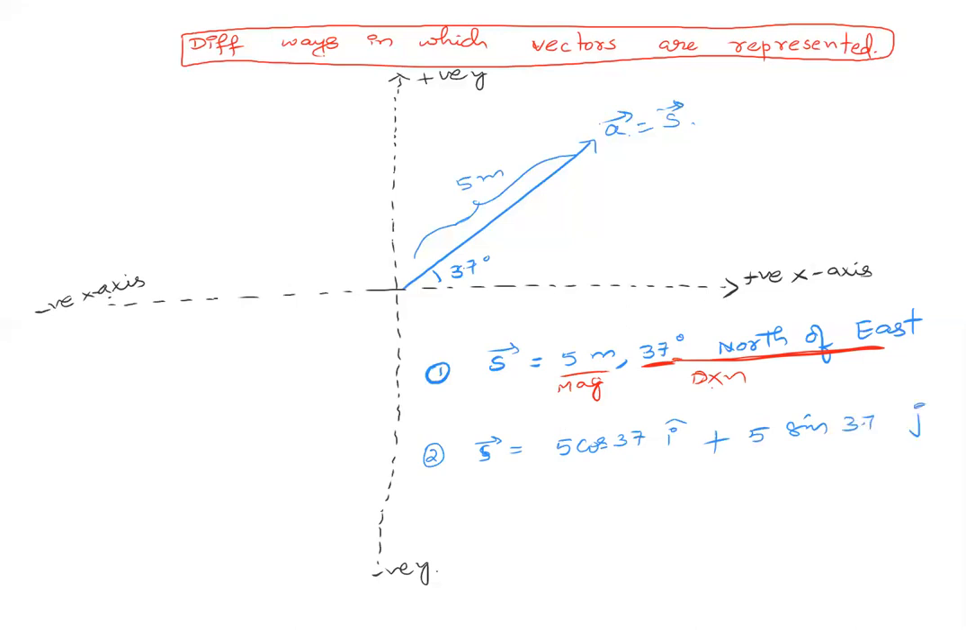Okay, this is in terms of i cap and j cap. This part is your x component, this part is your y component. So i cap indicates the positive x axis, j cap indicates the positive y axis. So you are indicating in terms of axis.